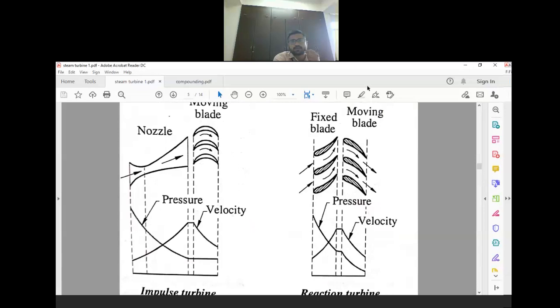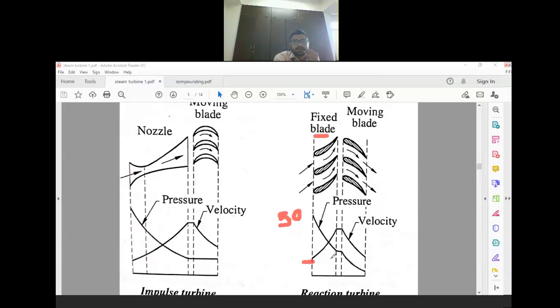Now here you can see what is happening in reaction turbine. In reaction turbine, suppose this is 50 bar, and velocity is basically less here. Now in fixed blade or nozzle, you can call it a nozzle also, because here pressure is converted into velocity.